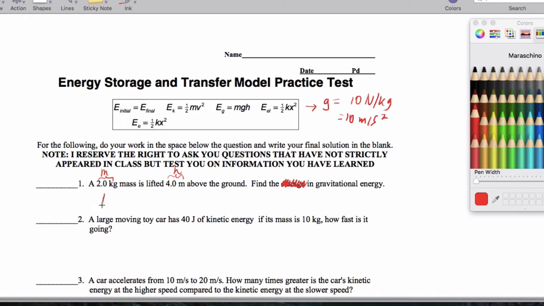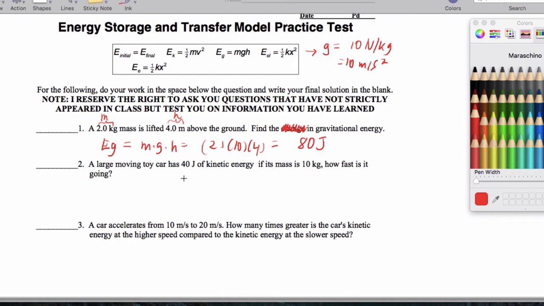So when I ask you for the gravitational energy, you're going to grab the gravitational formula as m times g times h, and we'll put in 2 times 10 times 4, which is going to end up being 80 joules of energy. And then for number 2, we have a large car.